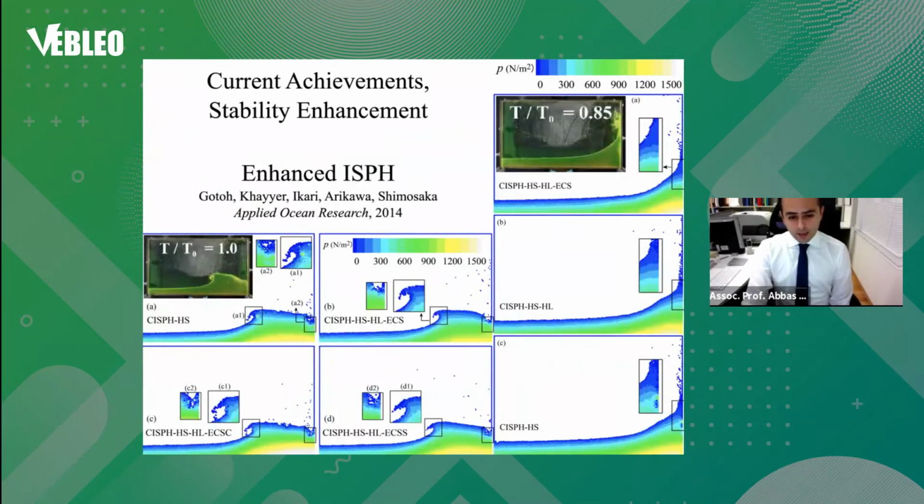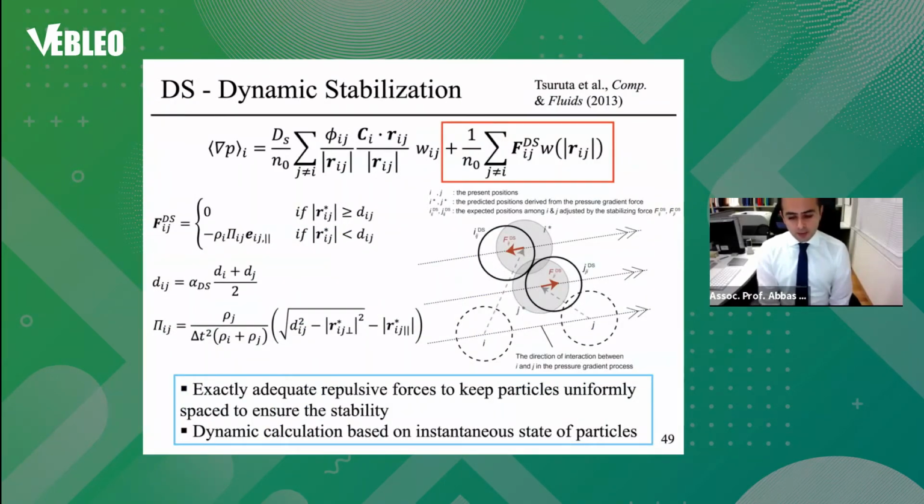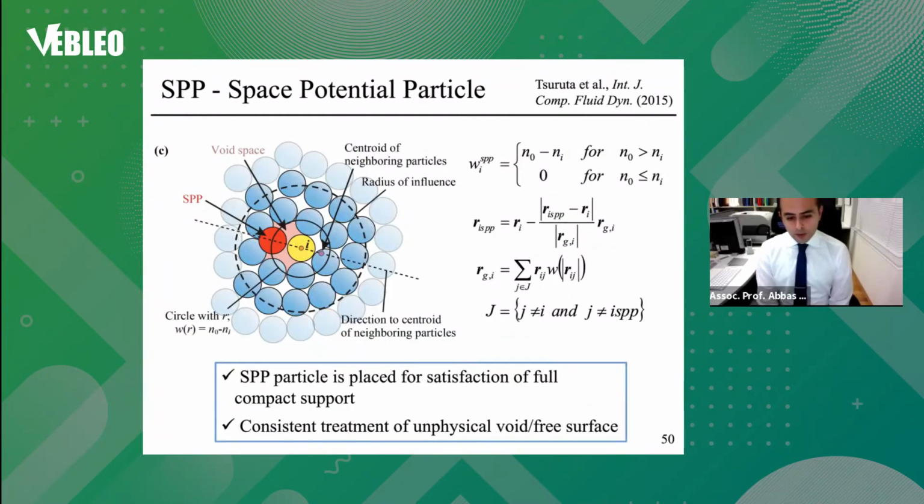And in fact, we had some schemes like the DS scheme to minimize the effects of any artificial stabilization. So we could find some accurate scheme to ensure the stability for particle methods, and also some schemes to improve boundary conditions. So if we have truncated boundaries and lack of compact support, we could use space potential particles to improve this aspect.